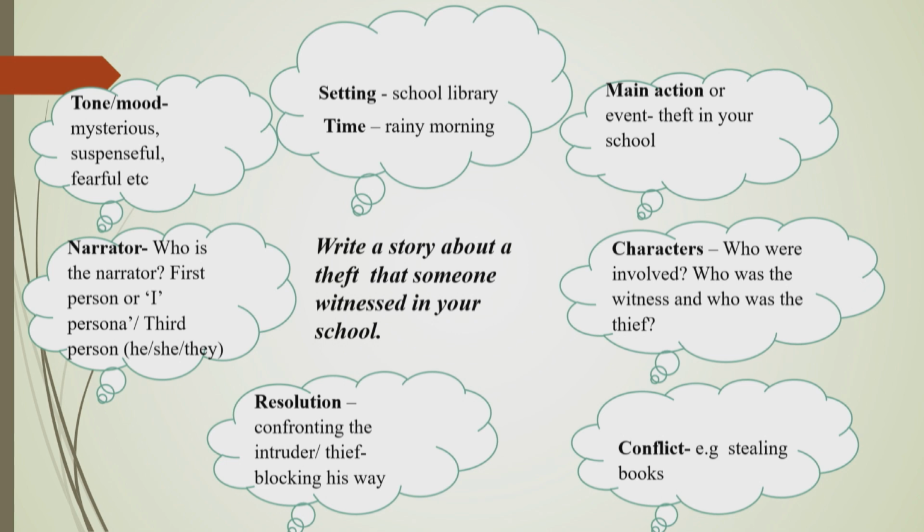You can use an I persona who might be the witness, or use a third-person narrator, he, she, they, who will narrate the story. The main incident is the theft. Therefore, think about an effective tone and mood. For instance, you might create an element of suspense, mystery, and fear in the story. You have now generated your key ideas and are ready to narrate your story.